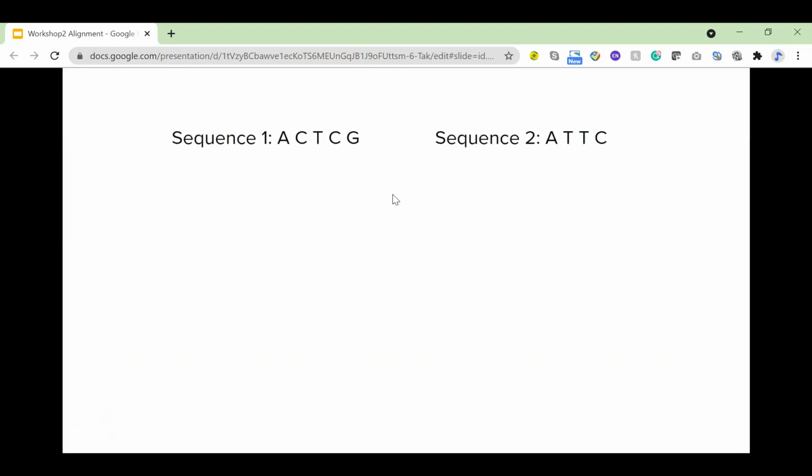I'll give you this question. We have two sequences now. One is ACTCG and another one is ATTC. The question is how am I supposed to align them? Of course, there are probably infinite solutions to this, because if you want to introduce gaps, you can have so many different options. Here, I just want to present one solution first and introduce you to those terms that we usually talk about in alignment.